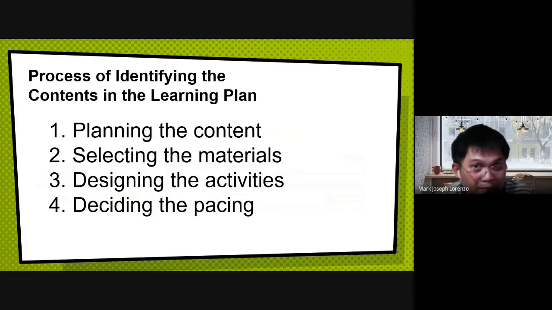Pwede bang palitan ng performance task? Yes. Quiz? Yes. Exam? Yes. Curriculum, pwede bang palitan? Pwede, pero kailangan siya ng revision, ng consultation sa stakeholders, from private sector, parents, student government president, marami pang factors, yung evaluation ng existing curriculum.